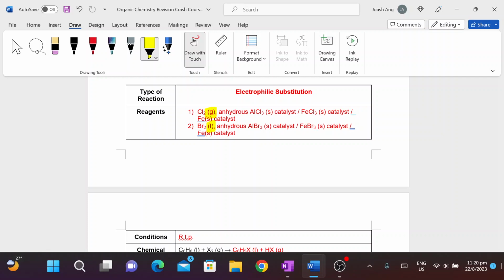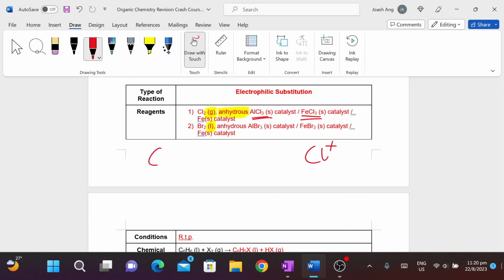And you have to make sure that they are anhydrous so that your aluminum chloride or iron chloride won't get hydrolyzed in water to form an acidic solution. What's important about these catalysts is that they are actually Lewis acids, or you can say electron pair acceptors. And these are important because you want to generate your stronger electrophile, which is Cl plus.